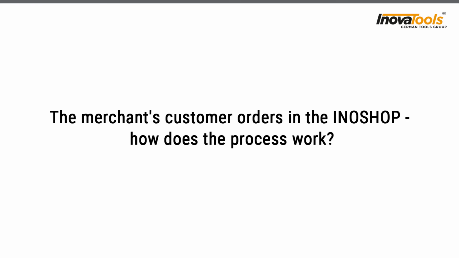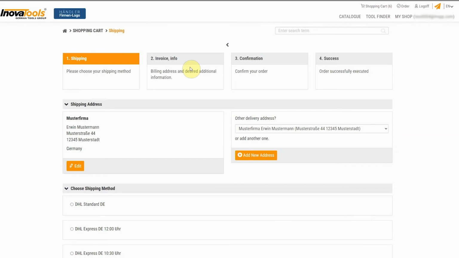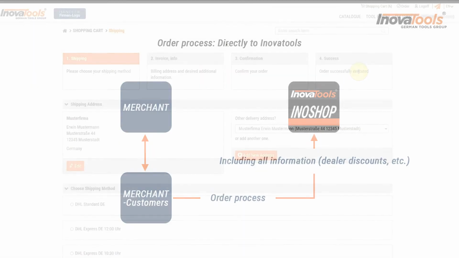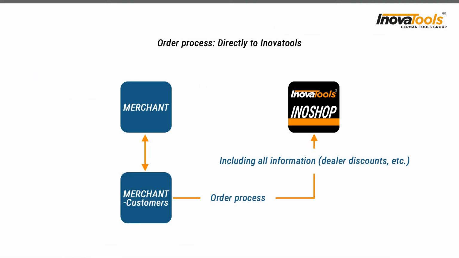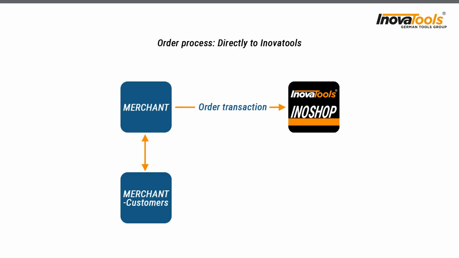The merchant's customer orders in the INOSHOP. How does the process work? To do this, the merchant customer places the items in the shopping cart and completes the purchase in 4 steps. The order then goes directly to Innova Tools, also with all the information, merchant discounts, etc., and the usual email confirmations. Just as if the merchant were ordering from Innova Tools.